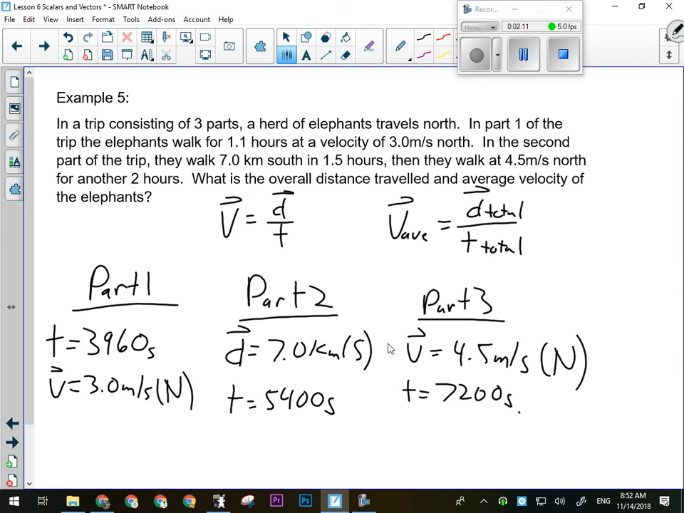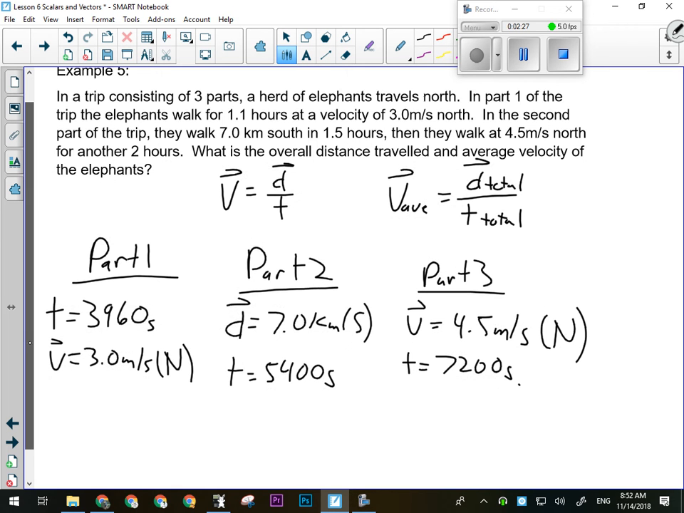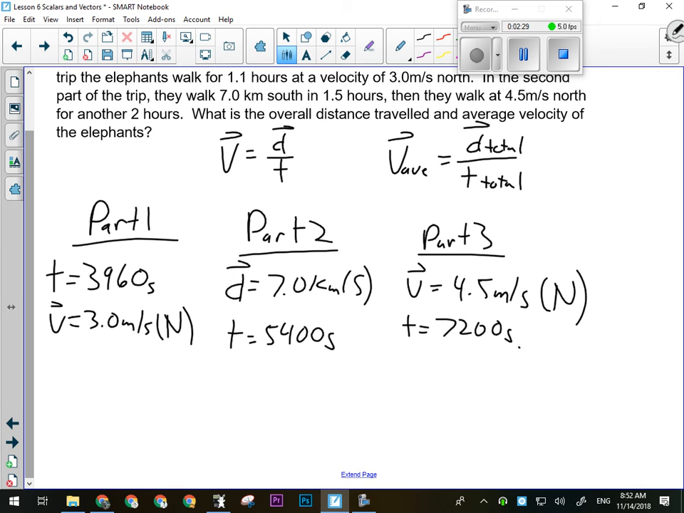Okay, so that's the information that I have, right? The question wants the overall distance traveled and the average velocity of the elephant. So it's asking for one thing that's scalar, distance, and one thing that's vector, the velocity. If I'm going to get either one of those things, I need to know the total displacement, which means I need to know the displacement in each section. Right now, I only know the displacement in part 2. Can I calculate it in parts 1 and 3?